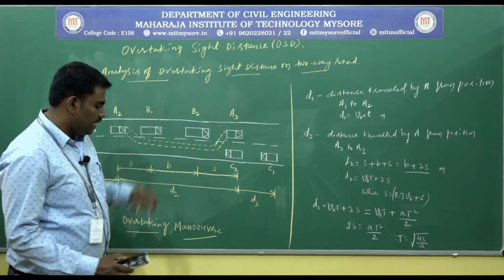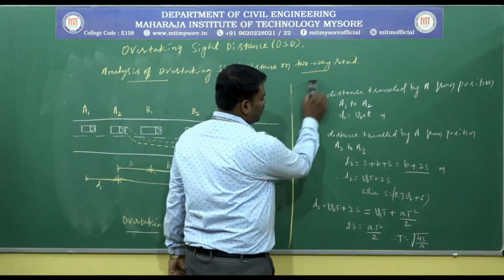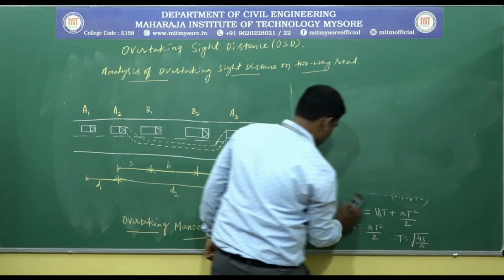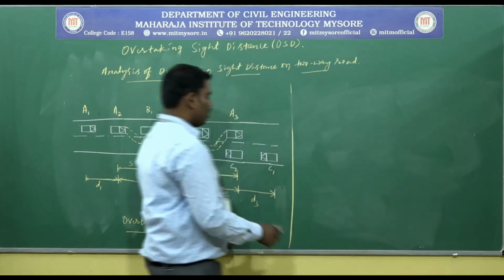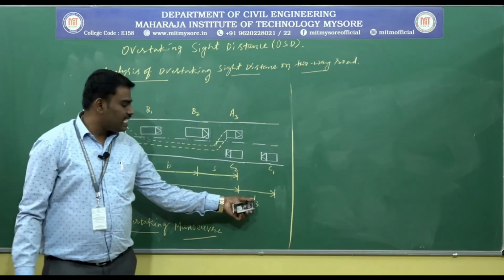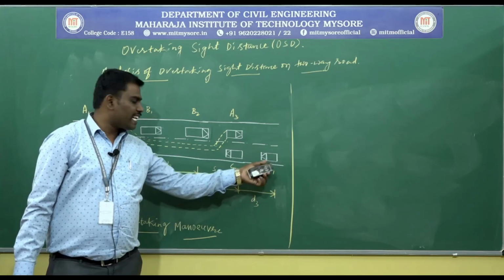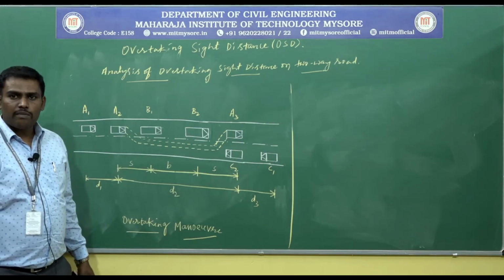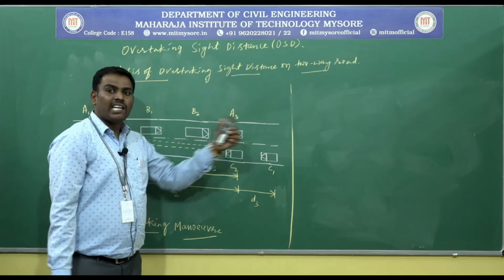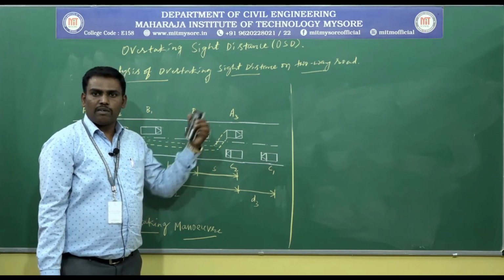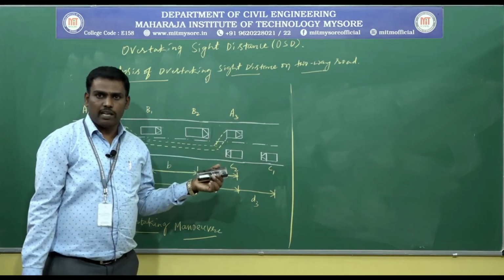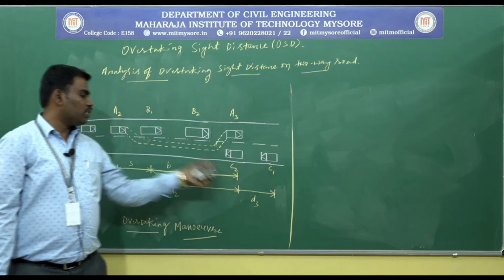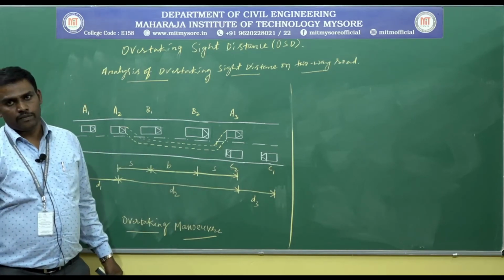Okay, next we'll move to the third operation d3. See here, d3 is the distance travelled by the vehicle C from position C1 to C2. The distance travelled by the oncoming vehicle, the vehicle coming from the opposite direction, we can say the oncoming vehicle C from position C1 to C2, that is d3.